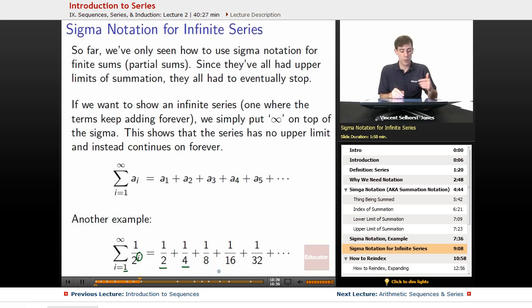And then our next step would be i at 3, so 1 over 2 to the 3, that's 1 over 8. Then our next step, i will be at 4, so that's 1 over 2 to the 4th, so 1 over 16. And then i will be at 5, so it's 1 over 2 to the 5th, so we'll have 1 over 32. And that pattern will just keep going, and we'll keep adding them on forever and ever.